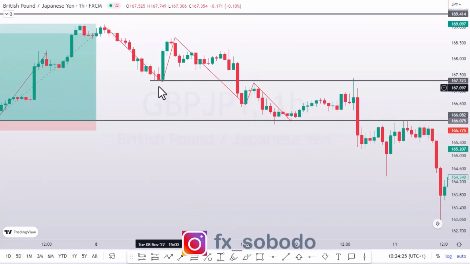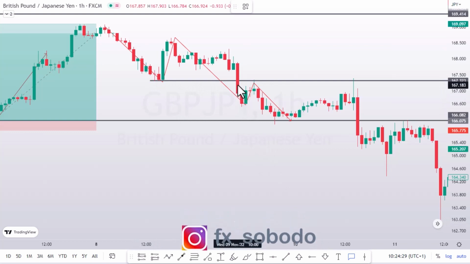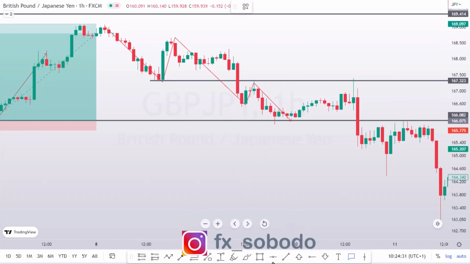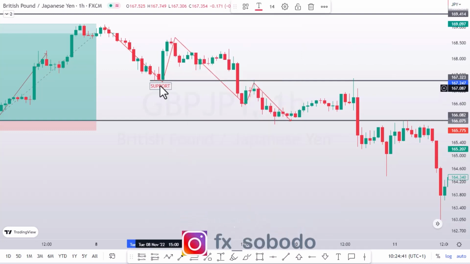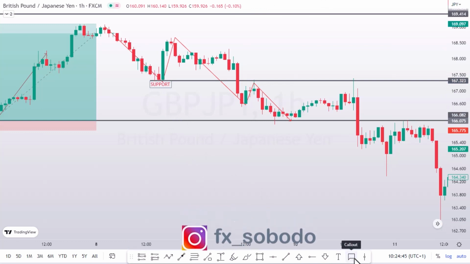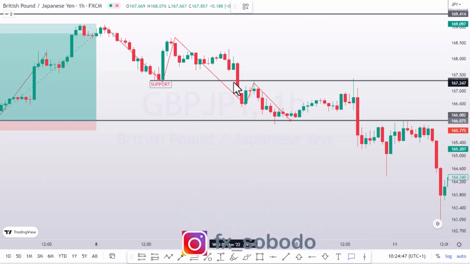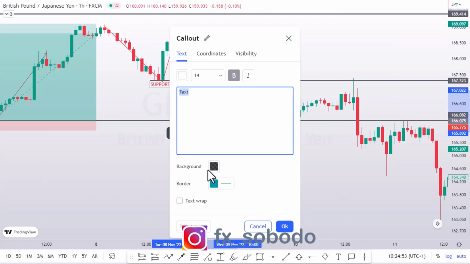We wait patiently for this lower low. Let's annotate it. Let's say our support is at this level. That's our support. What are we going to do? We're now going to wait patiently for this level to break. And as you see, this support got broken to the downside.